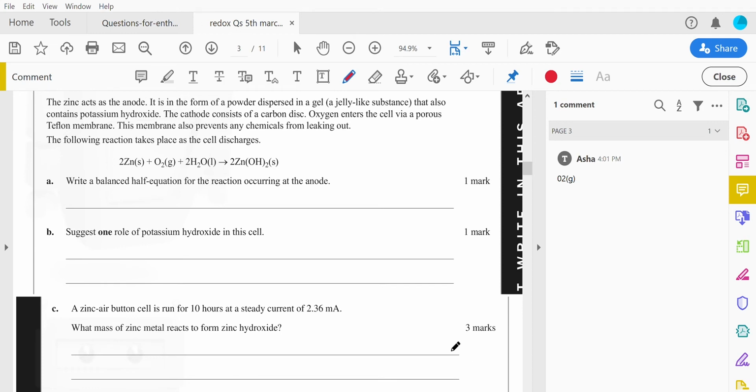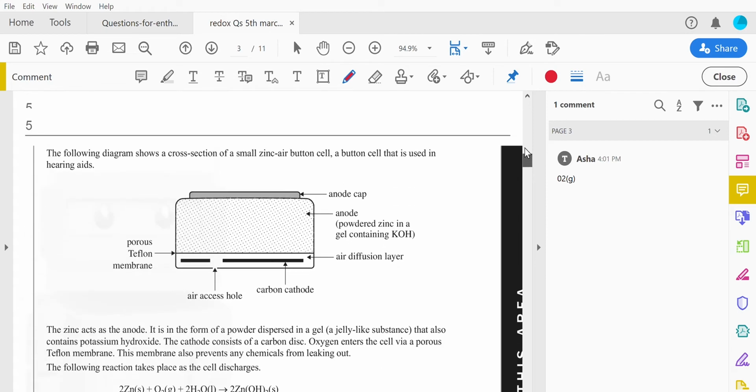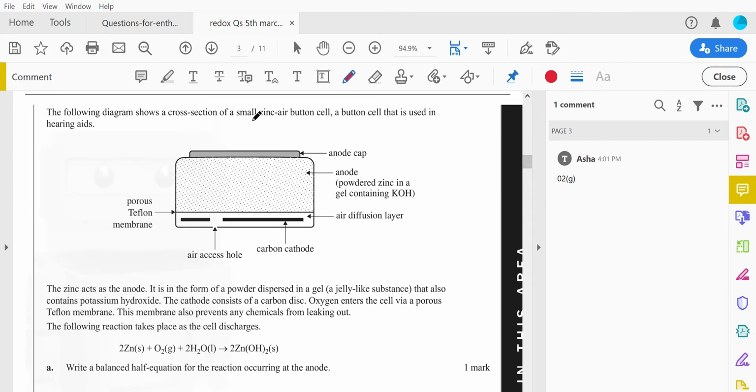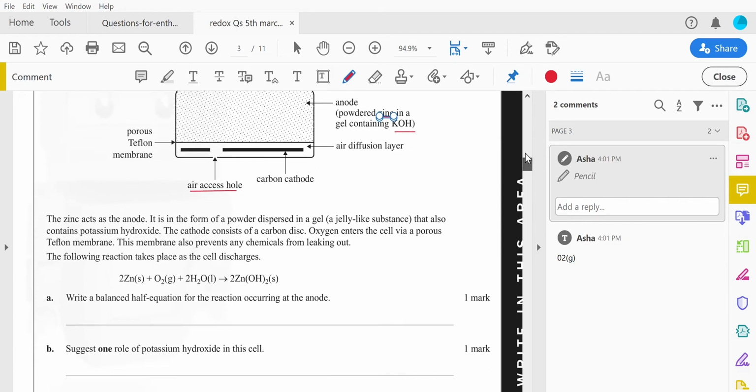Okay, so question 5. We have a cross-section of a small zinc air button cell. It's used in hearing aids. So we have an anode, which is powdered zinc in a gel containing potassium hydroxide. And then we have our air diffusion layer. So we have a carbon cathode with an air access hole. So access for that atmospheric oxygen.